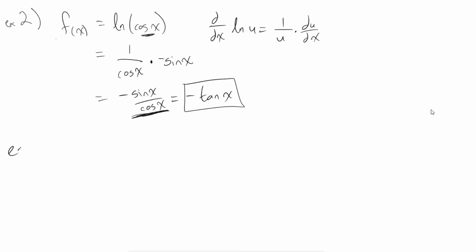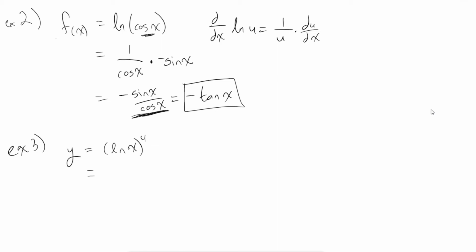Example number 3 is another chain rule. Once again, just like our exponent ones were all chain rules, the logarithms are also going to be, for the most part, chain rules. They're going to be mostly chain rules. So chain rule, derivative of the outside times the derivative of the inside.